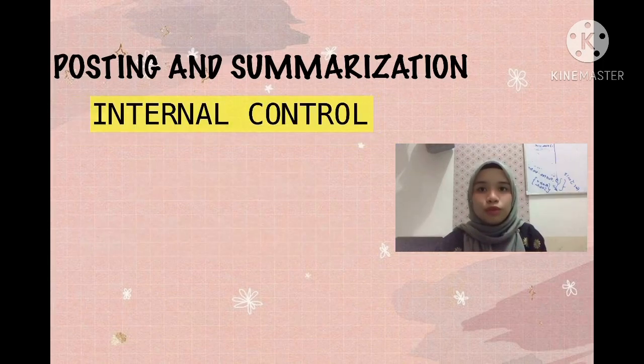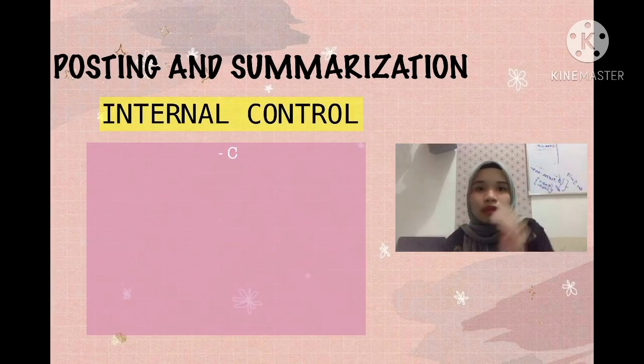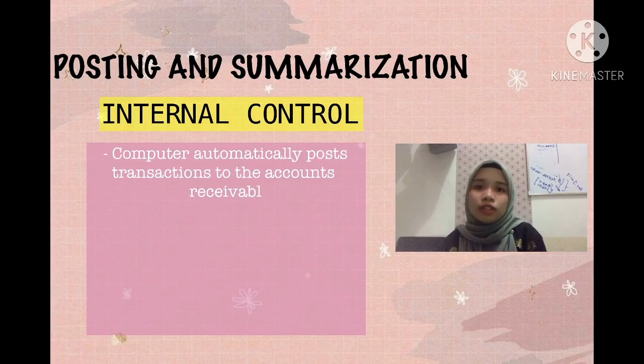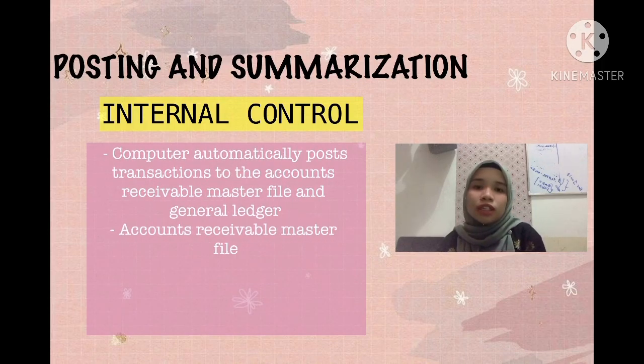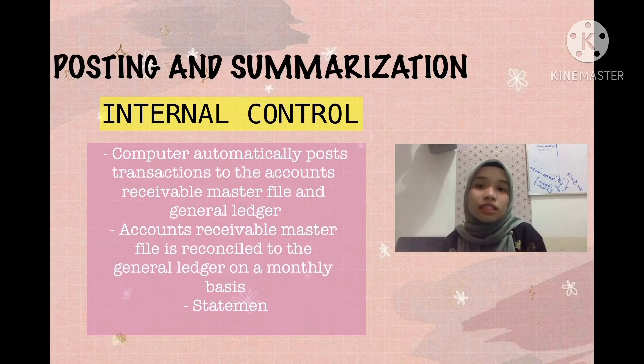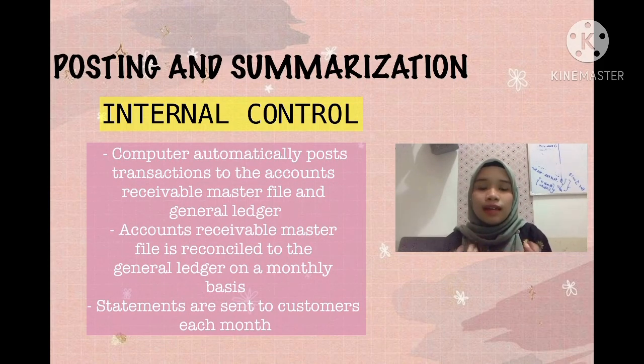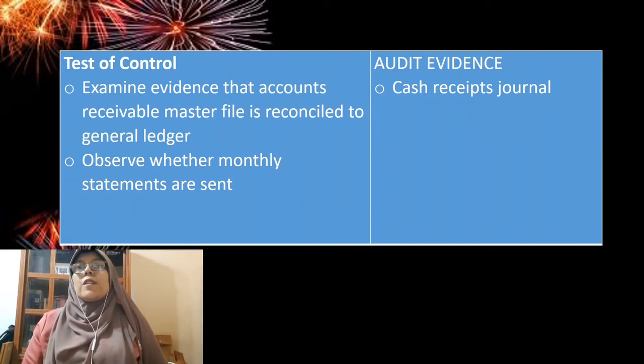The company needs to do a few control procedures. The first is that the computer automatically posts transactions to the accounts receivable master file and general ledger. Then the accounts receivable master file needs to be reconciled to the general ledger on a monthly basis. For the audit procedure of test of control, examine evidence that the accounts receivable master file is reconciled to the general ledger, and observe whether monthly statements are sent. The audit evidence for this test of control is the cash receipt journal.